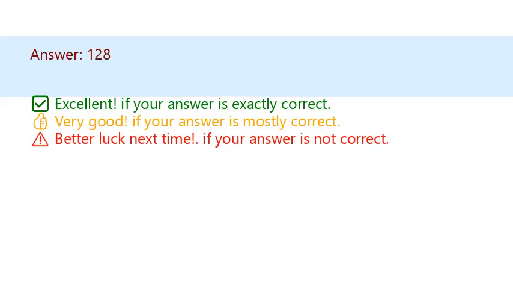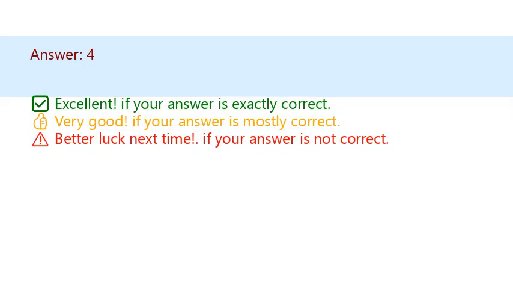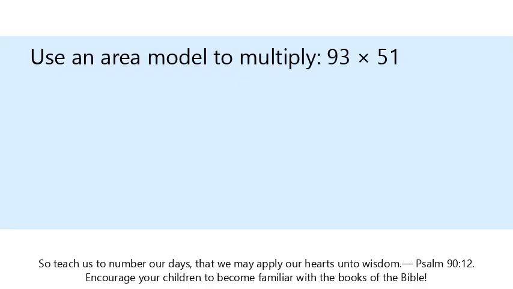Answer, 128. What is 28 divided by 7? Answer, 4. Use an area model to multiply 93 by 51.